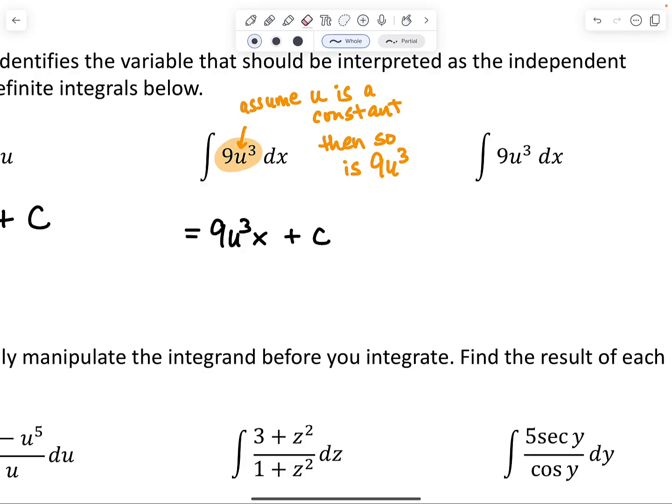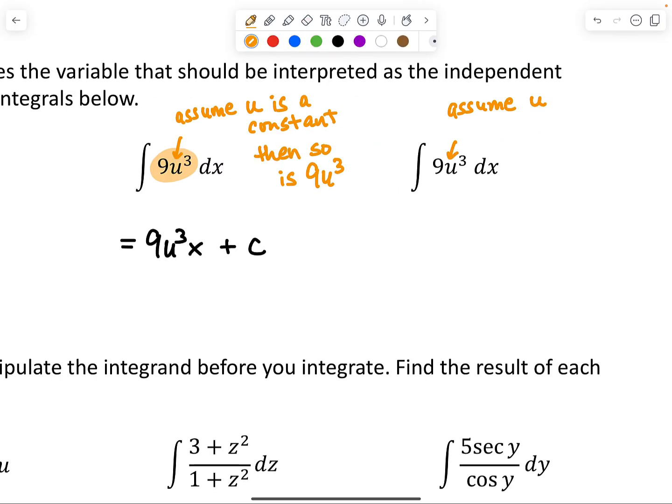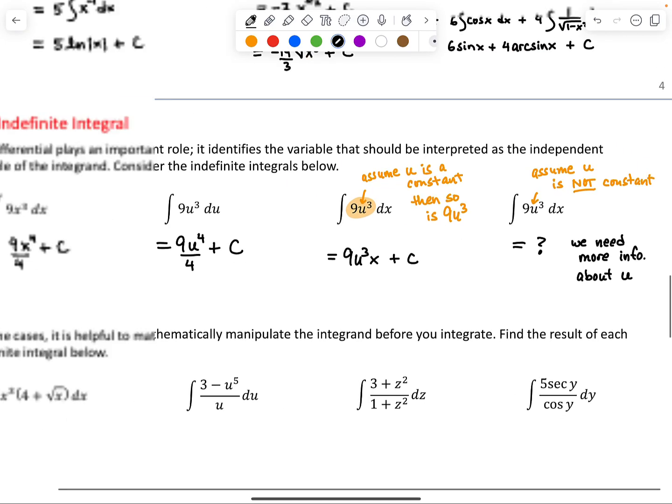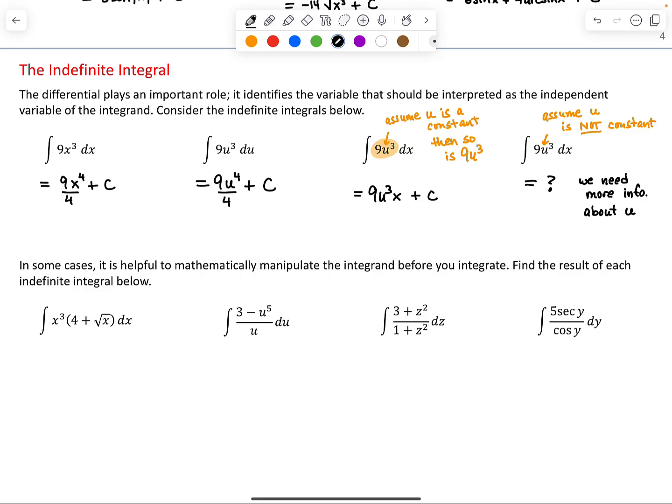This would be just like integrating 2 dx. I would get 2x plus c. However, if we assume that u is not constant, that means it varies as x varies, then in this case, we cannot complete the problem. We would need more information about what u is. The other idea on this page is that in some cases, it is helpful to mathematically manipulate the integrand before you integrate.